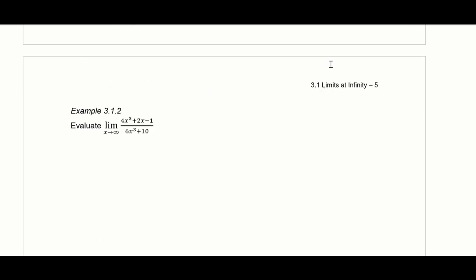So let's do a couple more examples here on page 5, and then we'll talk a little bit about some extra stuff involving infinity that can be useful in certain cases. So let's look at this one. The limit as x goes to infinity of 4x cubed plus 2x minus 1 over 6x cubed plus 10.